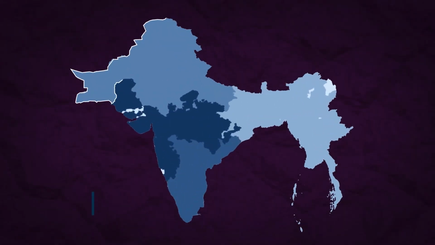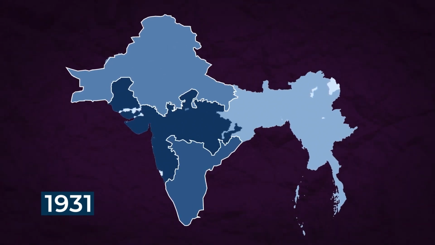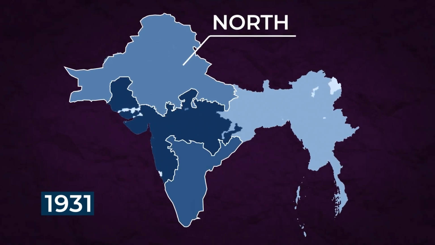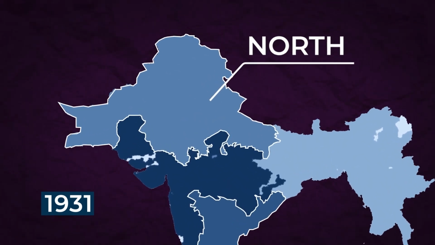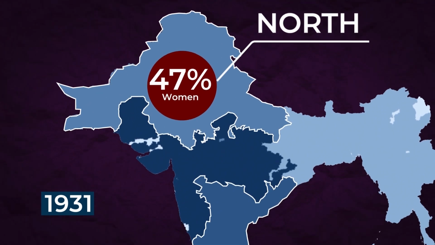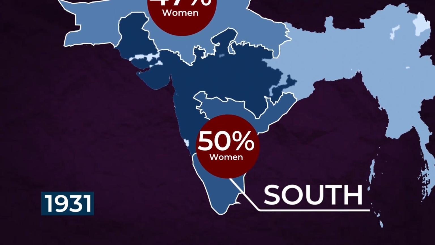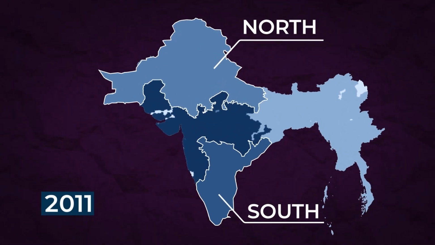When we map 1931 sex ratios geographically, we start to see that in colonial India there was a north-south divide. In the north, the population was made up of less than 47% women. However, in the south, the sex ratio was evenly balanced. This north-south divide still appears today in the recent census from 2011.